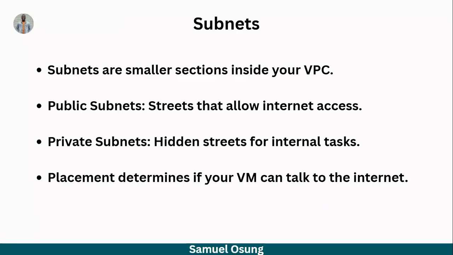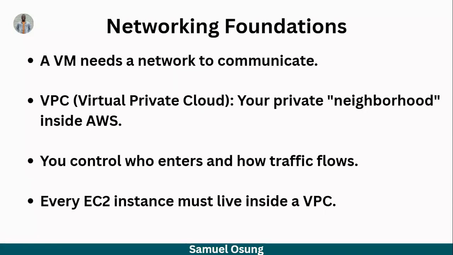So think of a VPC as your private neighborhood inside AWS. Inside this neighborhood, you place your virtual machines. You get to control who can come in. You also control how traffic flows. So in summary, every EC2 instance must live inside a network.